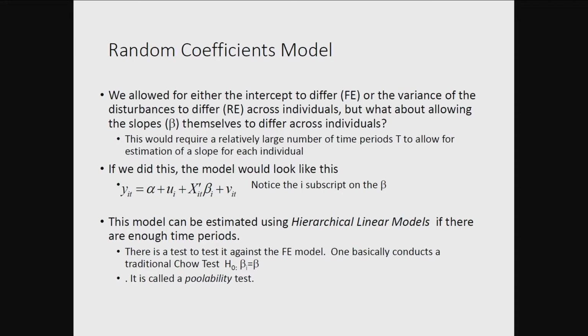So one of the methods that can be used here is what we call the hierarchical linear model. If we have enough time span in my data set, so at least 30 years, for the sake of reliability. And in general, we can use a Chow test that tests to what extent the coefficients across individuals are the same or not. Okay? And that's basically this Chow test applied on the coefficients. We call it the probability test.